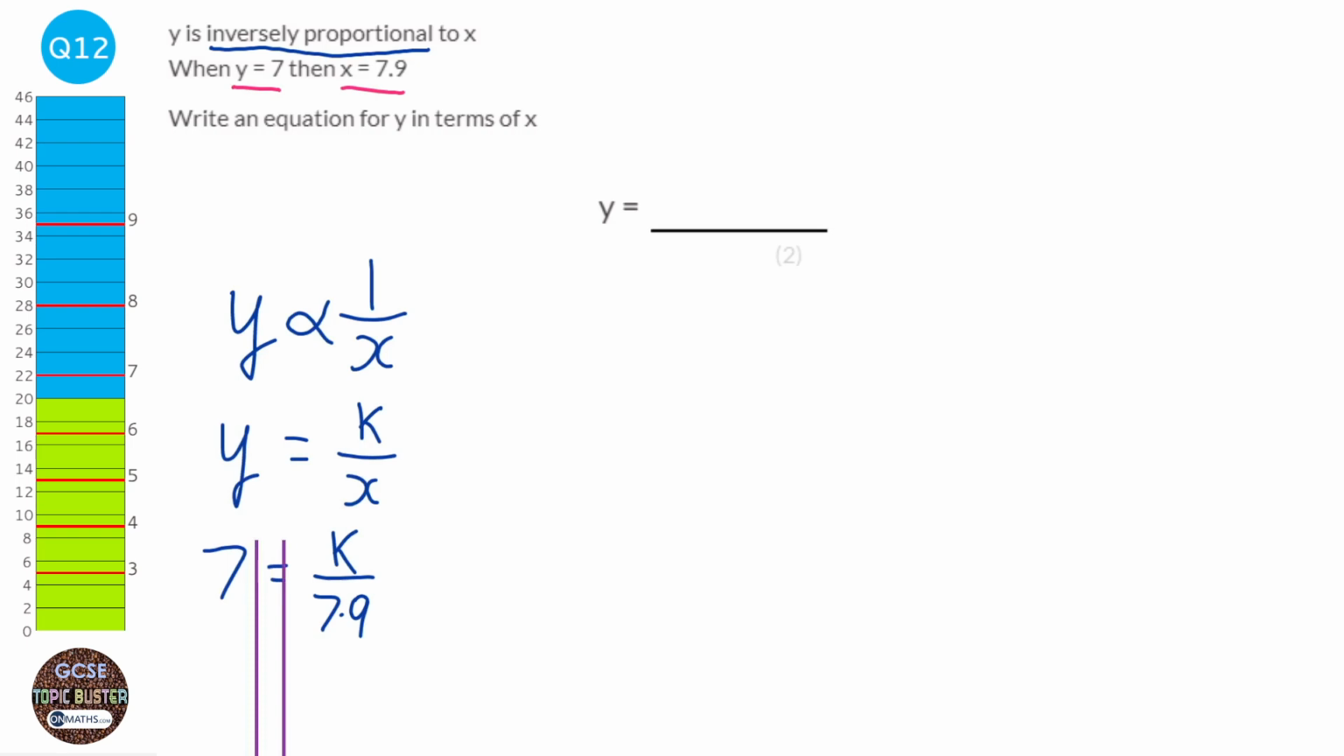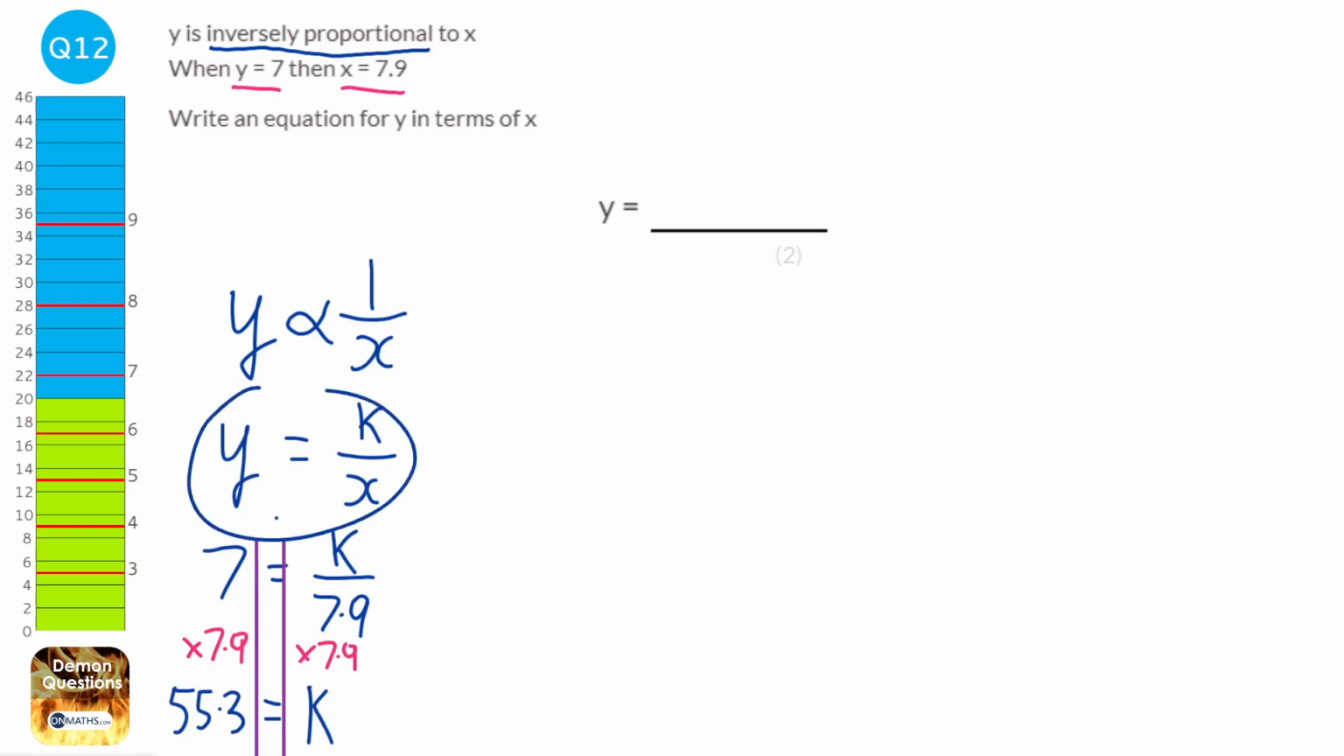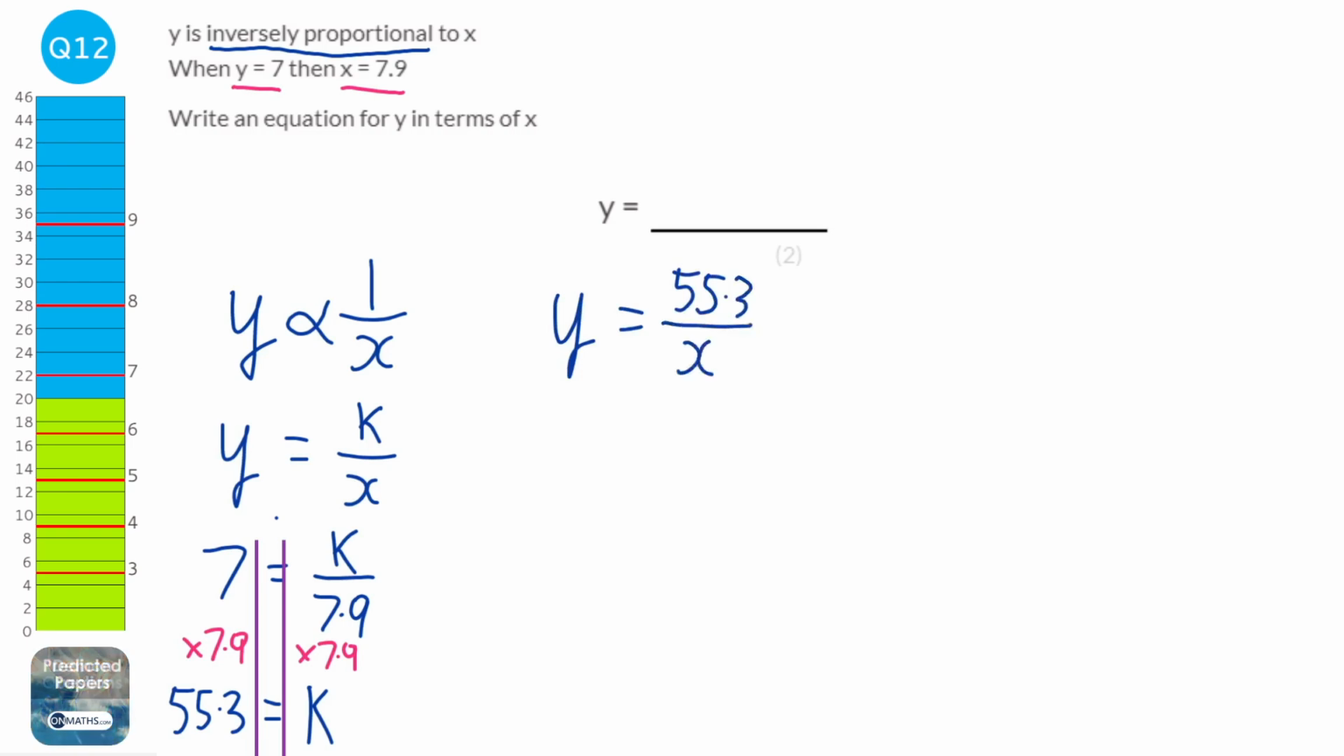And what I'm going to do is I'm going to just times both sides by 7.9. And so we have k equals, and it'd be 7 times 7.9, which is 55.3. So we know that k is 55.3. So I'm just going to rewrite this formula here, but instead of k, I know that it's going to be 55.3. So our answer is y equals 55.3 over x.